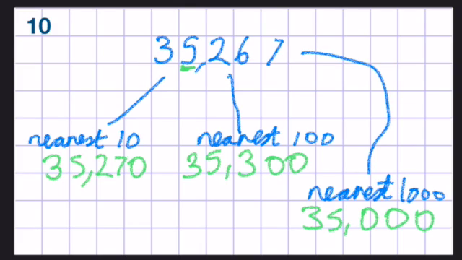Let's just double check that. So when it was to the nearest 10, we rounded up. When it was to the nearest 100, we rounded up. And when it was to the nearest 1,000, we rounded down.